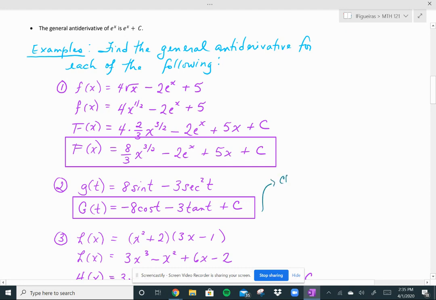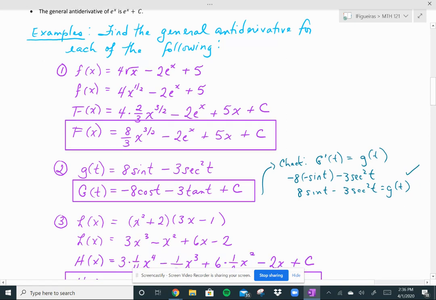And so let's actually check this one. Our check is: check if G prime of t equals little g of t. The derivative of negative 8 cosine of t is going to be negative 8 times negative sine of t, minus 3 secant squared of t. Two negatives make a positive, so 8 sine of t minus 3 secant squared of t. Well, that is the original function, so it checks out.